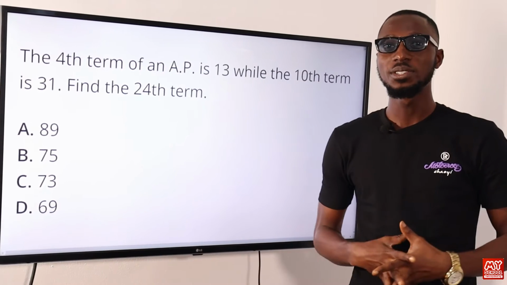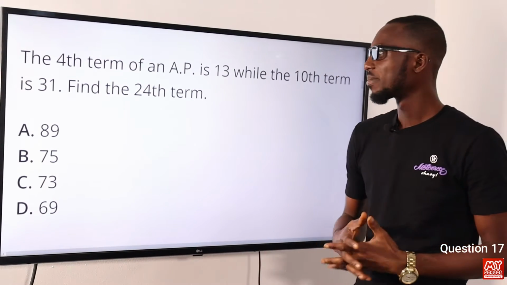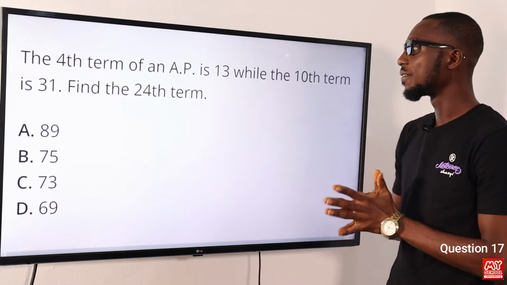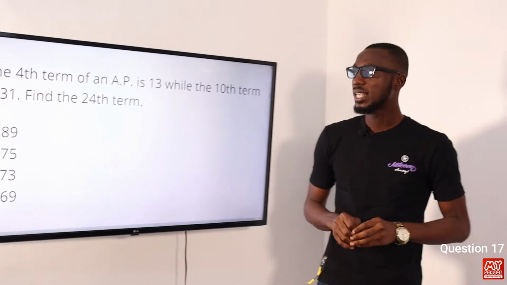So let's start with question 17. The fourth term of an AP is 13, while the 10th term is 31. Find the 24th term. So we are told the 10th term is 31, the fourth term is 13. So we just have to pull out the equation. Remember, you have your series and your sequence.